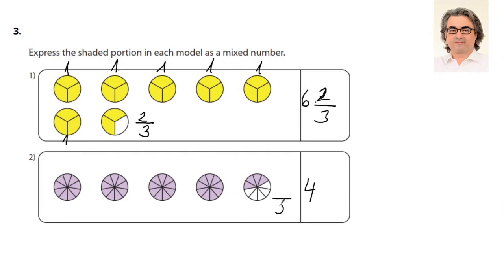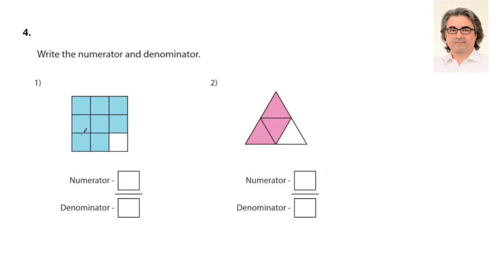So 9 is the denominator and 4 is the number of shaded regions, written on the numerator, sorry, not denominator. 4 is the numerator, 9 is the denominator. So 4 over 9 is our fraction for this figure. I think you understood this type of models. Write the numerator and denominator.